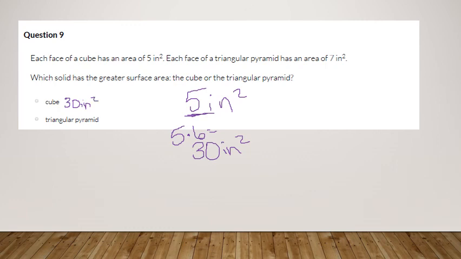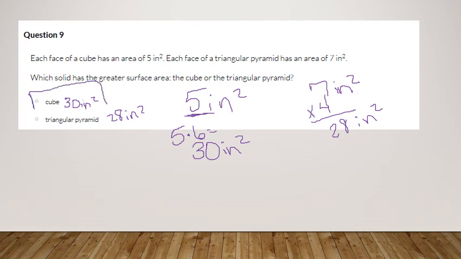And a triangular pyramid has 4 sides, each that are 7 inches squared. So I'm going to multiply that by 4, and that gives me 28 square inches. And so which is greater, the cube or the pyramid? I would say the cube, because 30 is greater than 28.